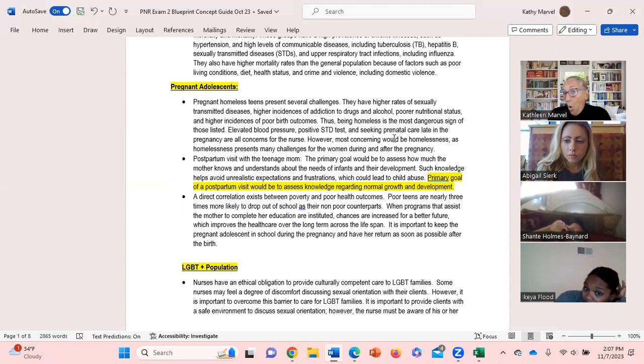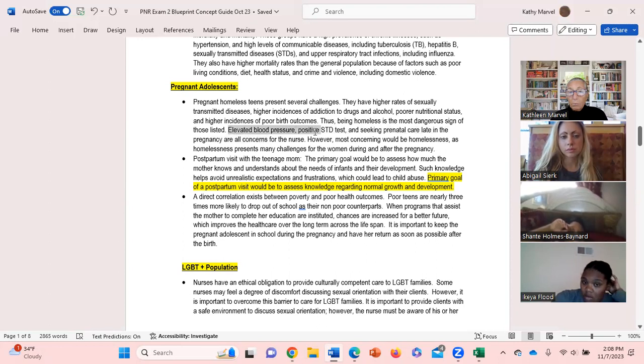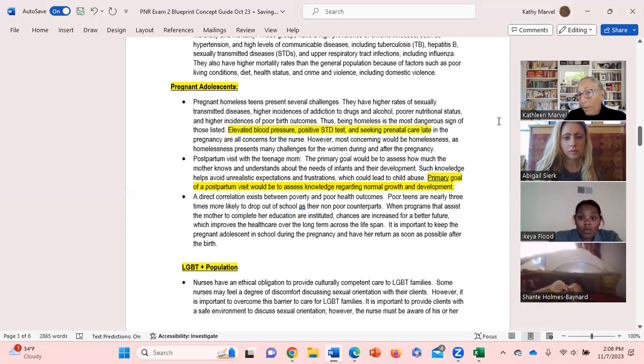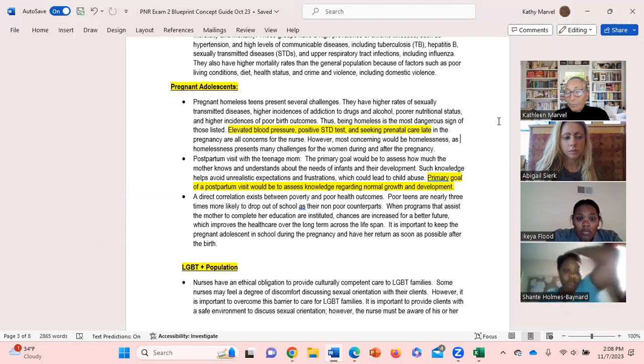Why are they at risk? What are we looking for? In our nursing process, in our clinical evaluation, we see here elevated blood pressure. Maybe they have a positive STD test. Maybe they're not seeking prenatal care. They're doing it too late. Right? So what are our biggest concerns as we're doing our clinical assessment? Homelessness. Yeah. Okay, the next bullet is about postpartum visits.